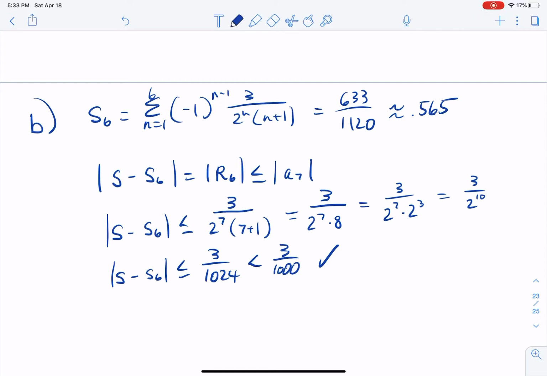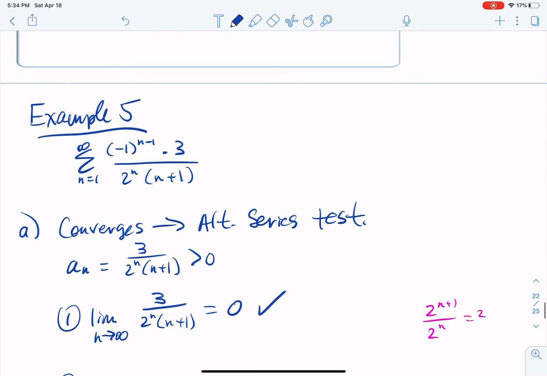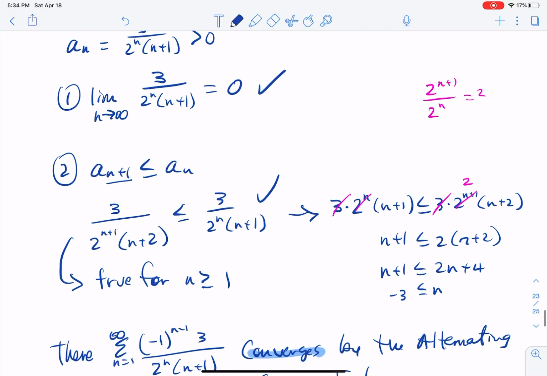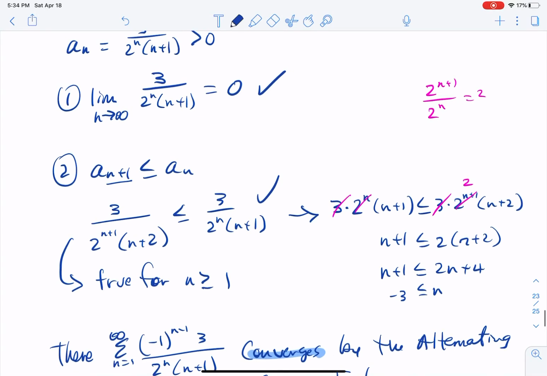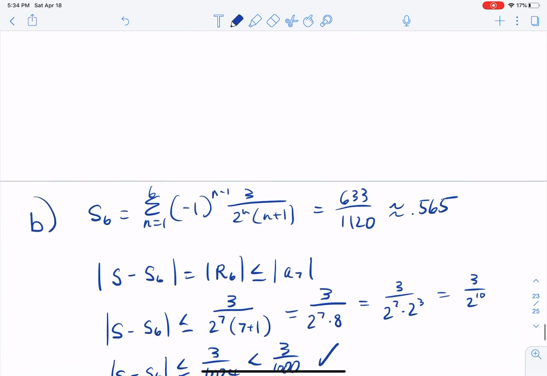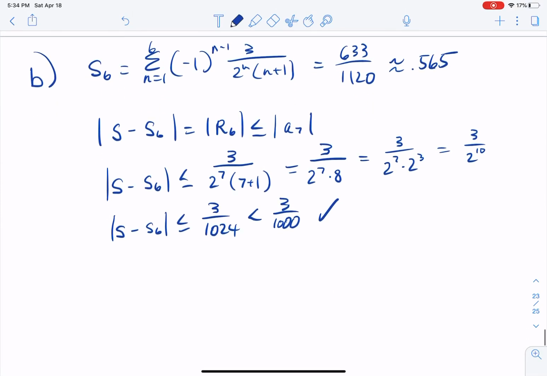So, recap here. What we were able to do is show that our series converged by the alternating series test. In other words, the limit of the terms approaches 0, and the terms are actually decreasing. The n plus 1th term is less than or equal to the nth term by just showing an inequality was true. And then we were asked to find the 6th partial sum. Used a calculator for that because I'm not adding those things up. And then use the 7th term to bound what that error is, what the remainder that was left off. Our sum is off by no more than 3 over 1,024.